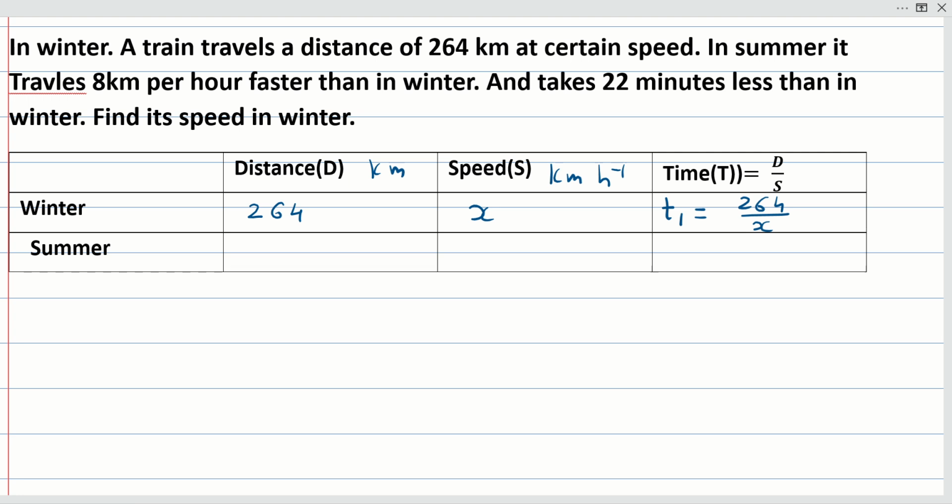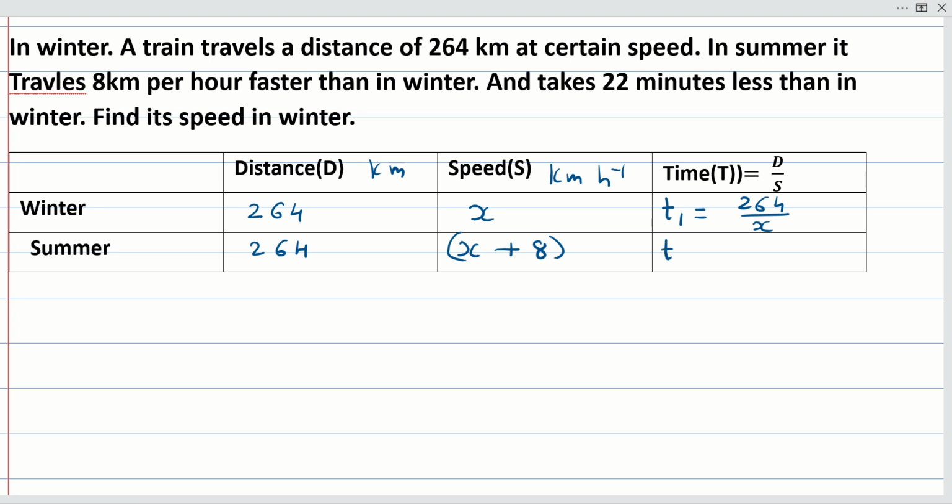But the scene for the summer is something different. In summer, it travels 8 kilometer per hour faster. Okay, so the speed increases. The distance remains the same, but in summer, what happens? So it will be whatever speed plus 8 kilometer per hour more.